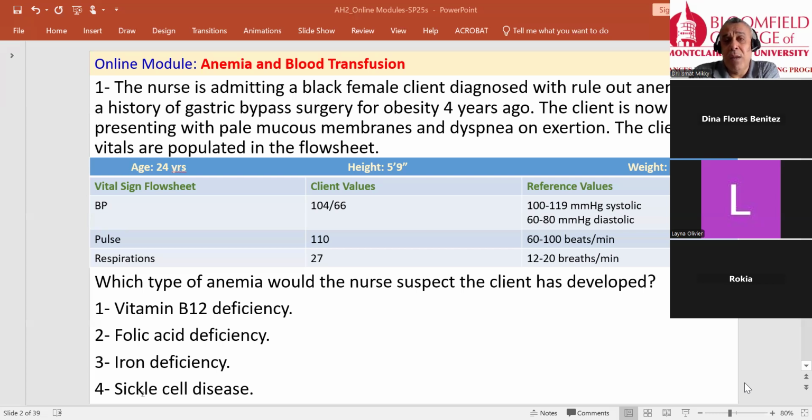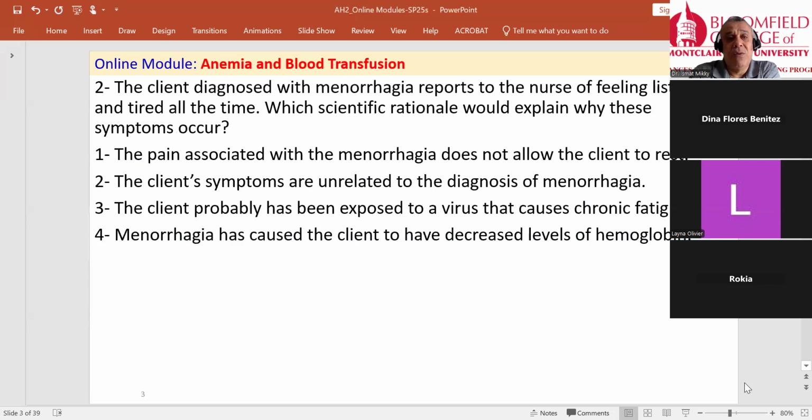And the yellow skin color? Absolutely, yes. Okay. What about losing weight? Weight loss will be associated with anemia. Definitely they will lose weight, yes. But weight loss will be gradual. It's not drastic. Okay, so let's go to question number 2.